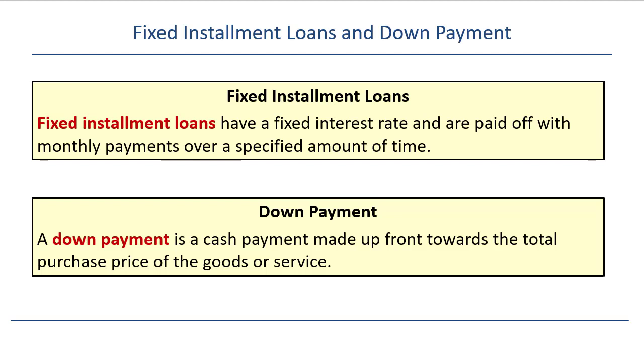Okay, fixed installment loans just have a fixed interest rate and are paid off with monthly payments over a specified amount of time. There's not a lot of them in the real world, but you can find them. A down payment is a cash payment that you put up front towards some sort of big purchase price. Usually, large things like cars and homes require down payments.